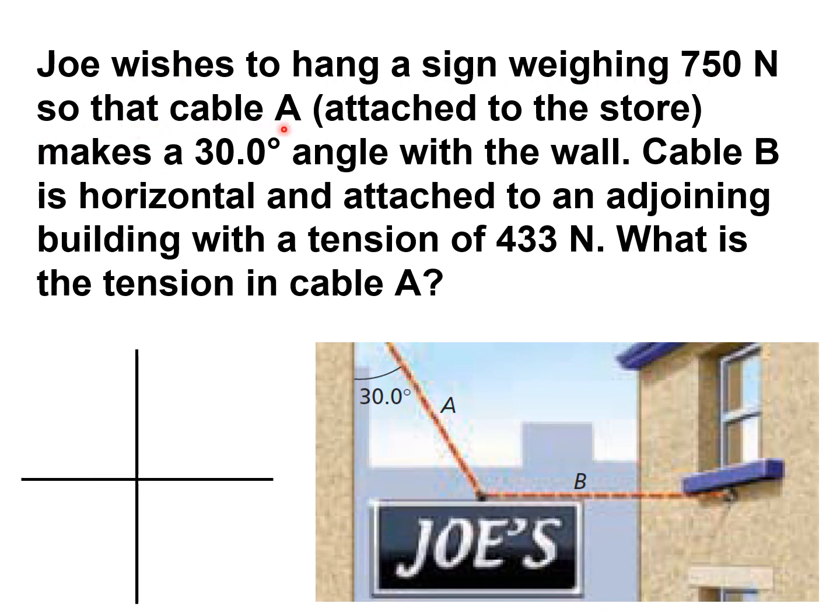So our next example here, we have Joe, who's wishing to hang a sign that weighs 750 newtons so that cable A, which is attached to the store over here, makes a 30-degree angle with the wall. Cable B is on the horizontal, and it's attached to the adjoining building with a tension of 433 newtons. So that's this cable over here. And then what's the tension in cable A?